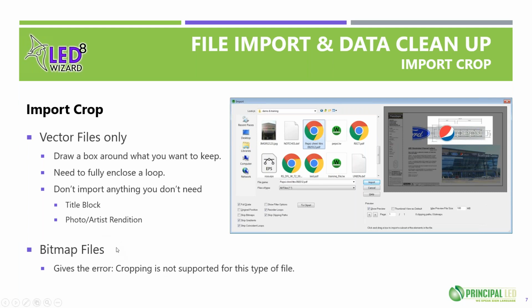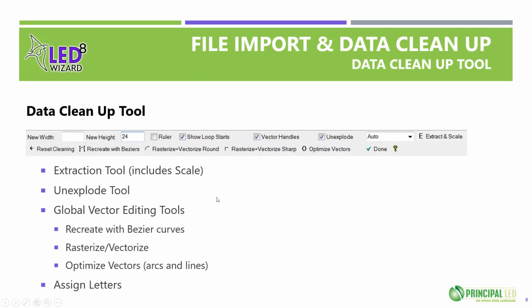Now, if you have a bitmap file, cropping doesn't work for a bitmap, so you'll get an error that says that. And that's one way to know if you have a bitmap. Sometimes on a PDF, you might not be sure, but import crop will tell you right away if it's just a bitmap. Okay, so that's step number one. Let's get that file cropped and bring that file in.